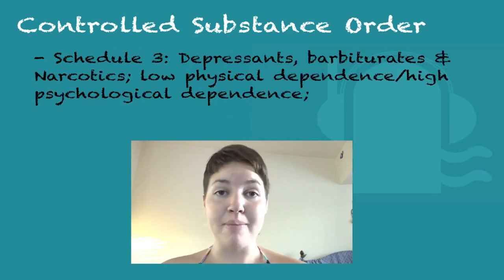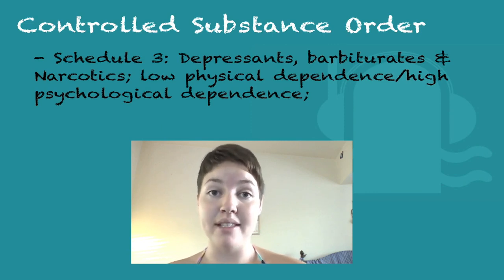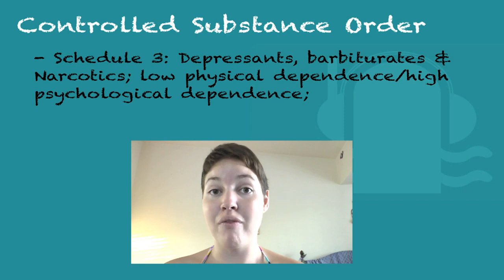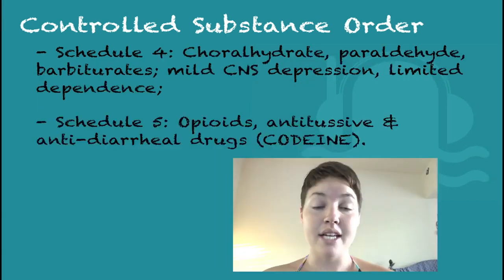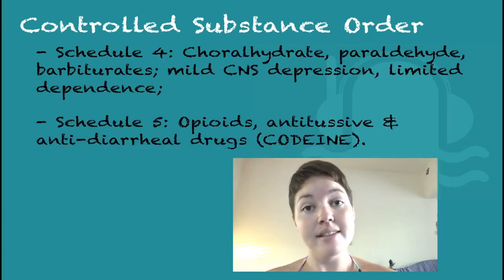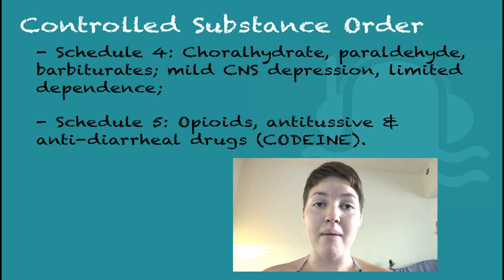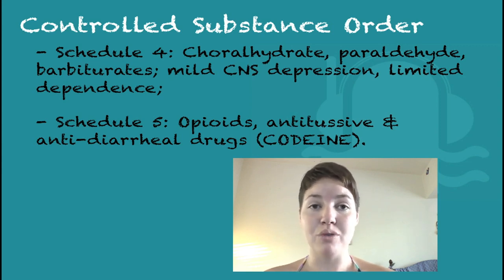Schedule number 3 is depressants, certain types of narcotics, and other types of barbiturates. These have a low physical dependence, but high psychological dependence, so therefore they are an abuse risk. Schedule number 4 is again certain types of barbiturates, paraldehyde and chloral hydrate. These ones have mild CNS depression and some psychological dependence.